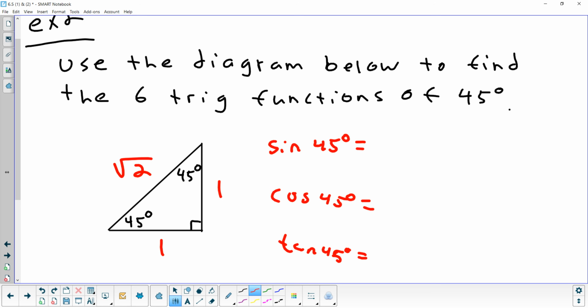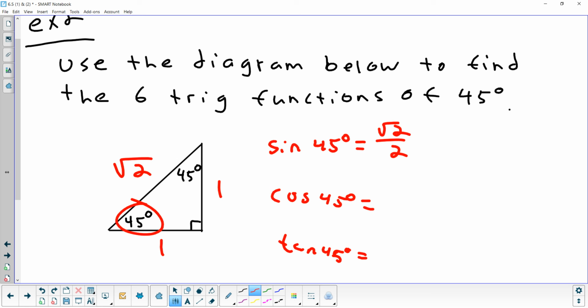Just say it again. 1 over the square root of 2. Doesn't matter which 45 you use. If you say, well, you said you should always pick which angle you're going to use, pick either one of them. They're the same. Use this one. You're not sure? Use that one. So opposite over hypotenuse is going to be 1 over the square root of 2, but I need to fix that. And that's what you get when you fix it.